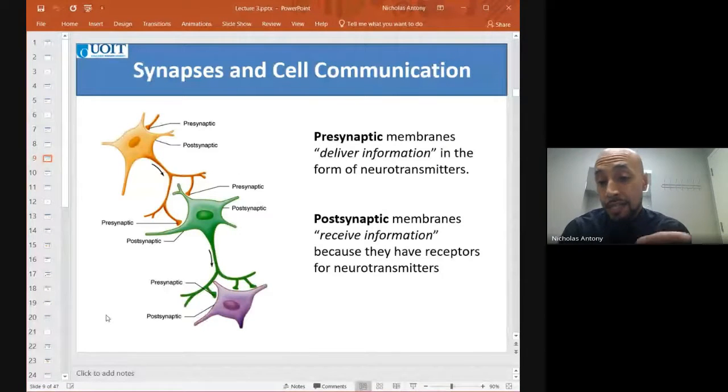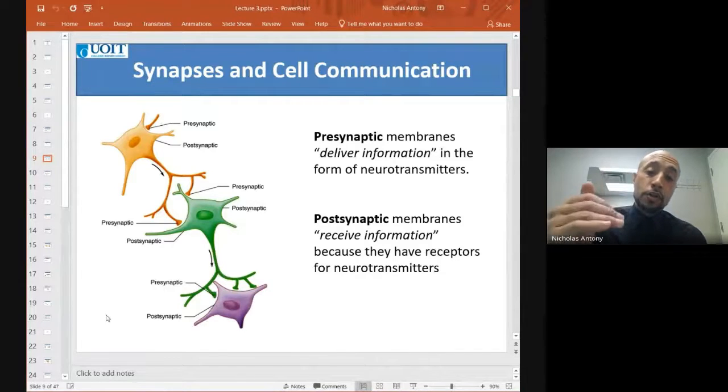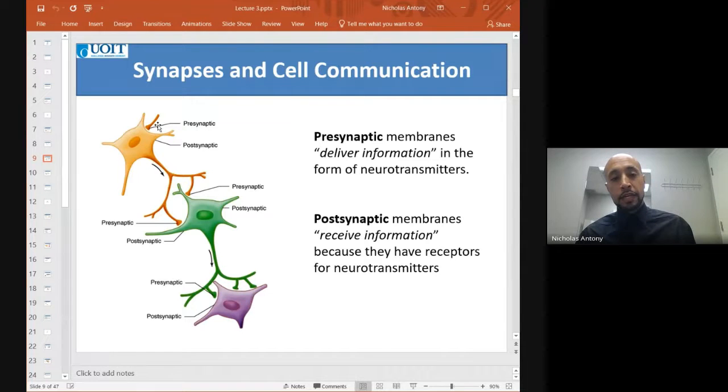So the synapse, like I said, is the connection from one neuron to another neuron or a neuron to another cell. So here we have like 3 neurons being connected together. The presynaptic neuron, the before synapse, sends information, so it delivers information. The postsynaptic, so the cell after the synapse, receives information. So sometimes that screws people up.